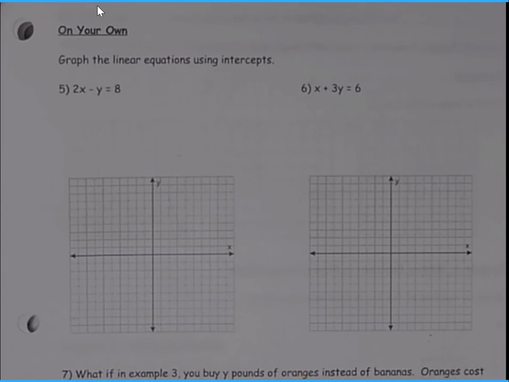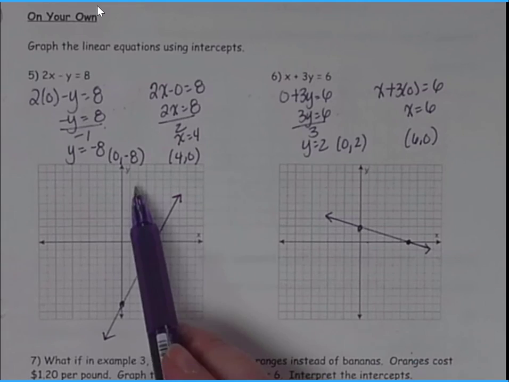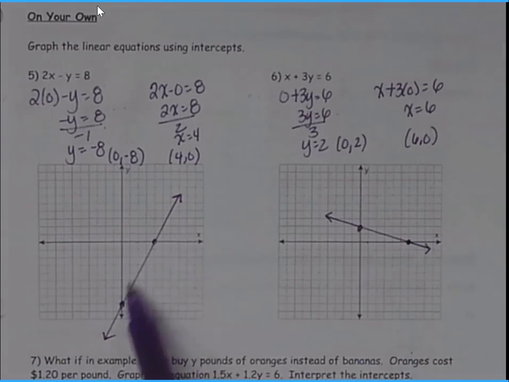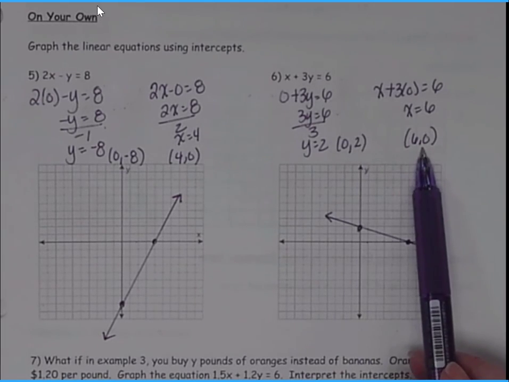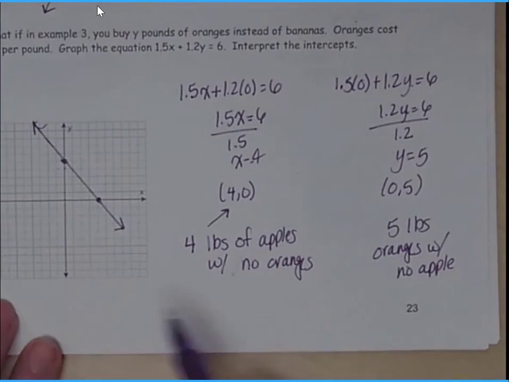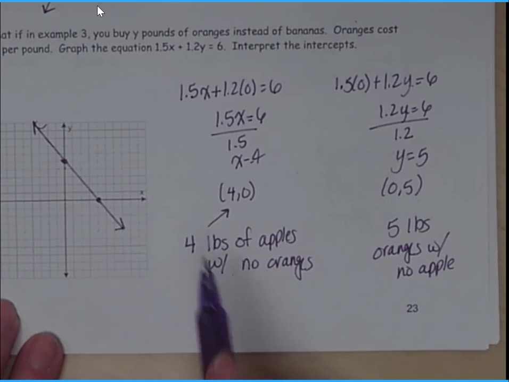All right, go ahead and try the next 3 on your own. Hit pause and let me know how you did. Check your work. All right, how'd you do? Give yourself a minute to check. So you've got a y-intercept of 0, -8, x-intercept of 4, 0. Here, y-intercept of 0, 2, x of 6, 0. And then now when we throw some oranges in the mix, we end up with 5 pounds of oranges and no apples. Nice job.